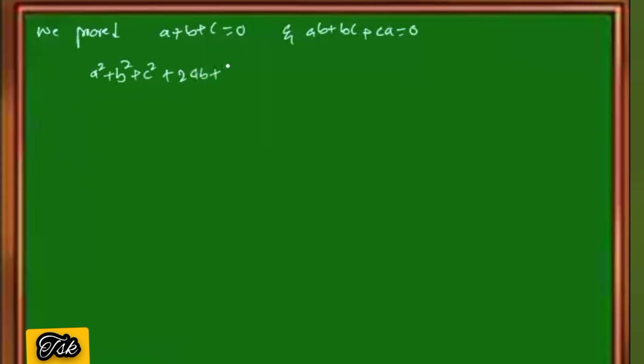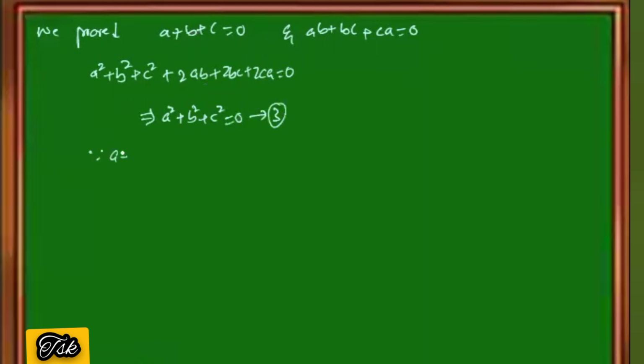So we proved A plus B plus C is 0, and AB plus BC plus CA is equal to 0. When you square this, A square plus B square plus C square plus 2AB plus 2BC plus 2CA is equal to 0. Since A plus B plus C and AB plus BC plus CA are equal to 0, this implies A square plus B square plus C square is equal to 0. This is number 3.